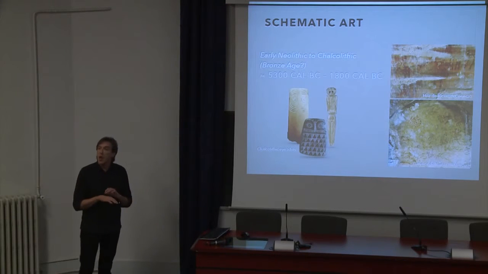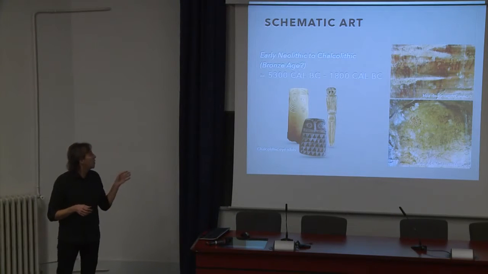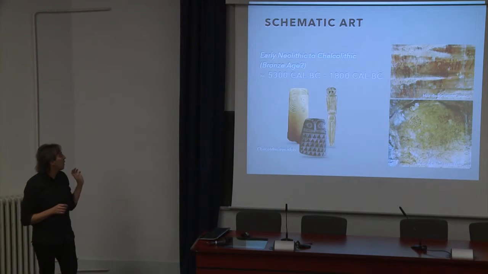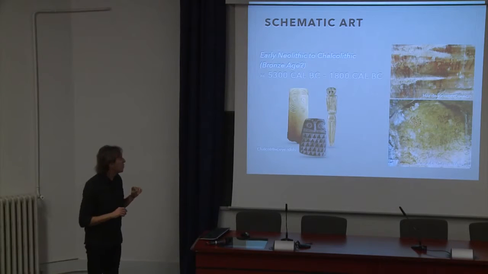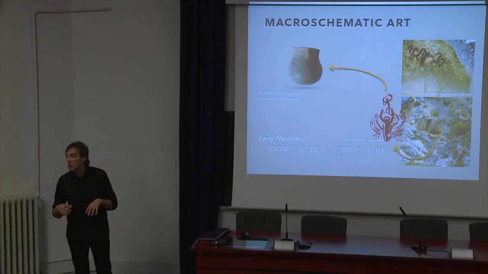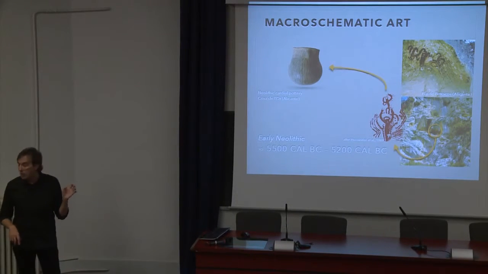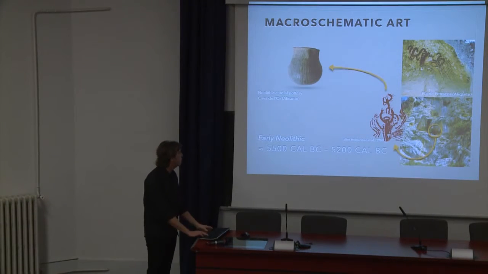For the other styles, we don't have a problem regarding the chronological context of them. For schematic art, we can compare with objects, and we know that it was produced between 5300 to 1800 in calibrated ages before Christ. And regarding the macroschematic art, we have a chronological framework from 5000 to 5200 in calibrated ages before Christ.